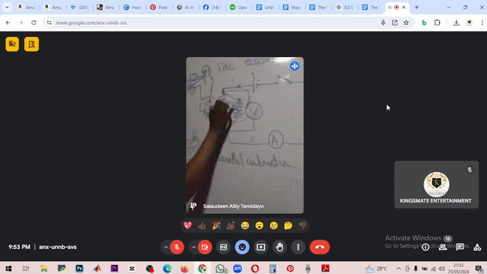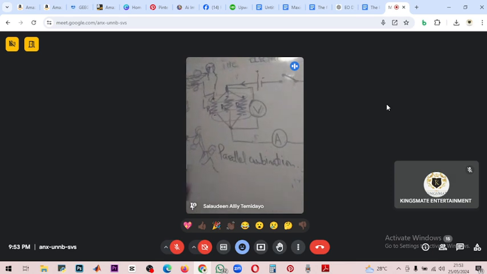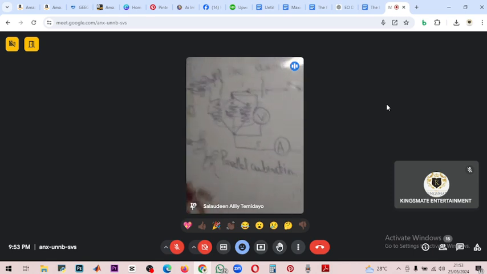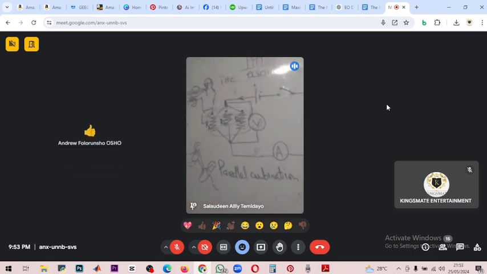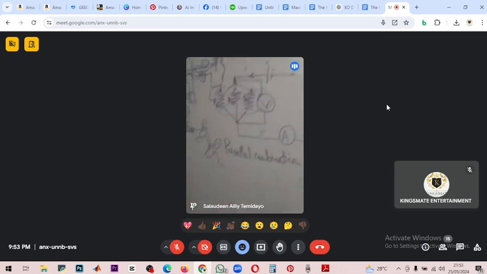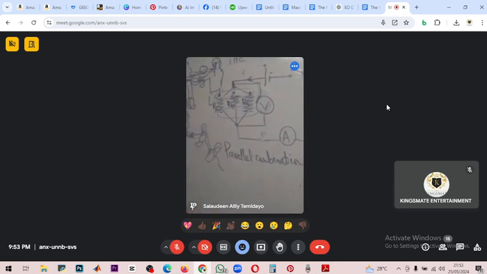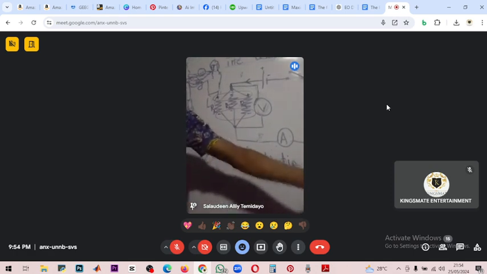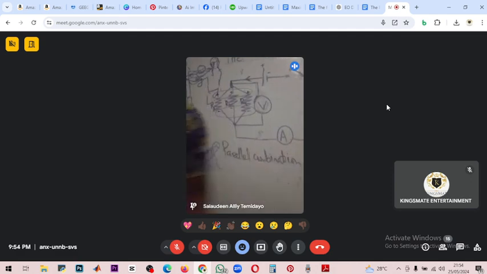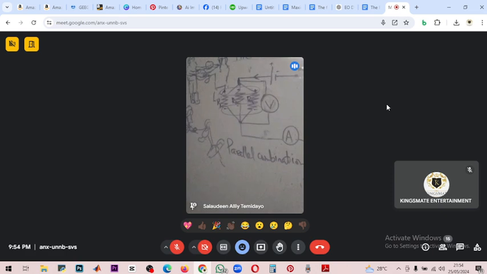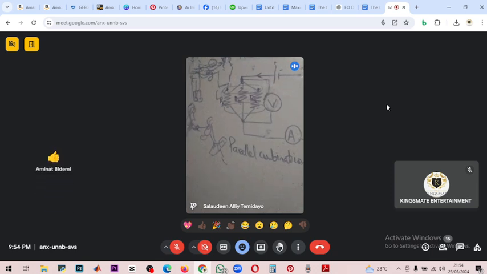But in series, the positive terminal will be connected to the negative terminal. Please be picturing it with your brain. We want to form a big circle now, like your mother's cooking pot. My own right hand is going to touch the left hand of the person at my right. My left hand is going to touch the right hand of the person at my left. Please picture that thing with your brain first.